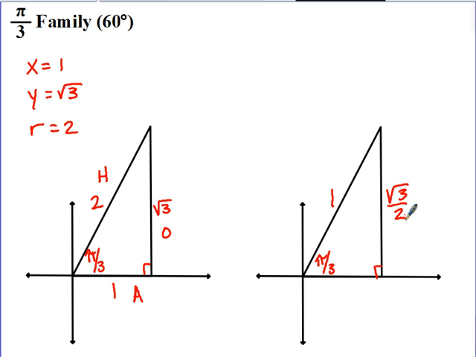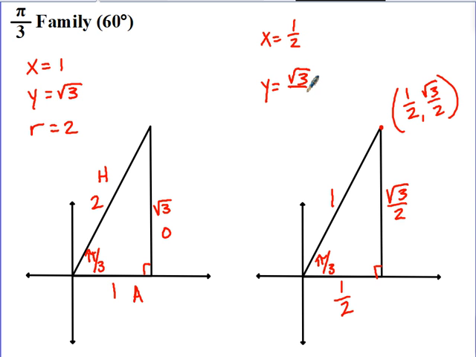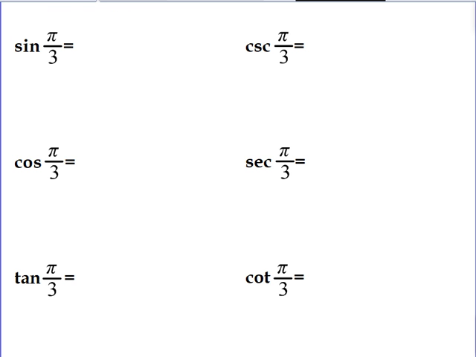And so now here's the point. 1/2, square root of 3 over 2. So my x value is 1/2. My y value is square root of 3 over 2. And r is 1. So either way, when I go and find the sine of pi over 3, the sine of pi over 3 is going to be square root of 3 over 2, no matter what way you look at it, whether you do SOHCAHTOA or whether you do x, y, and r. Cosine is now 1/2, and tangent is square root of 3.